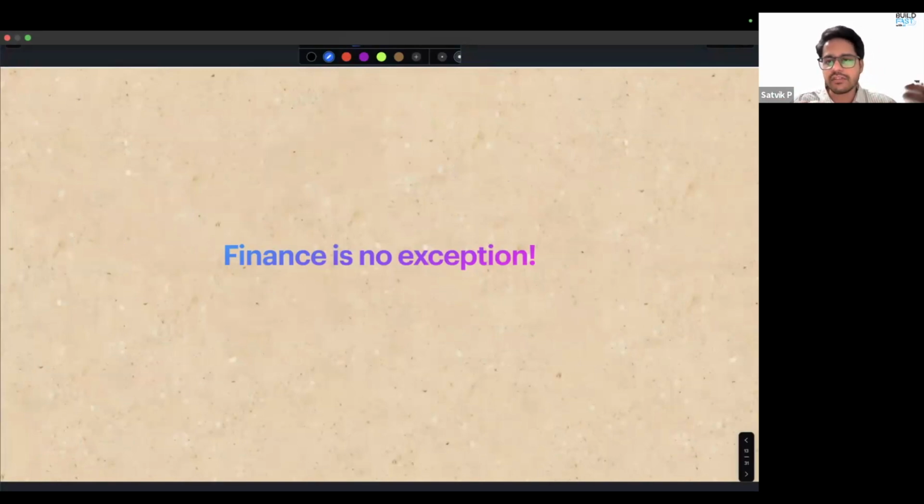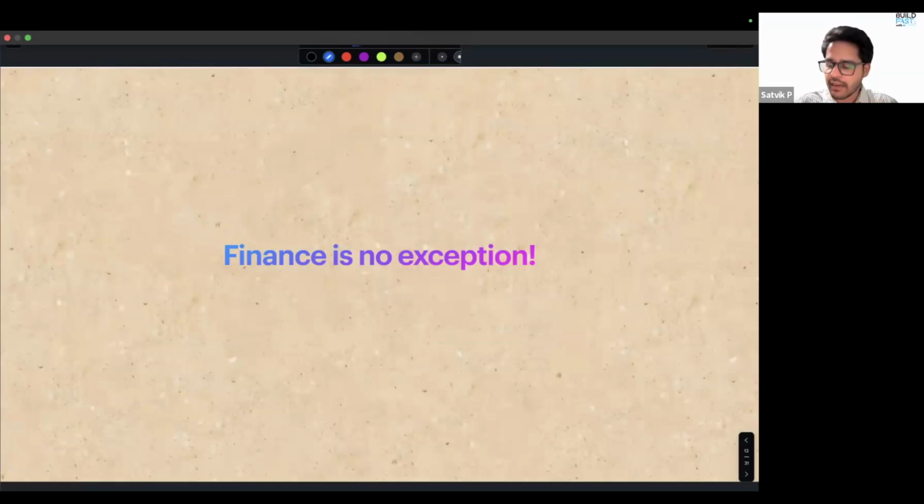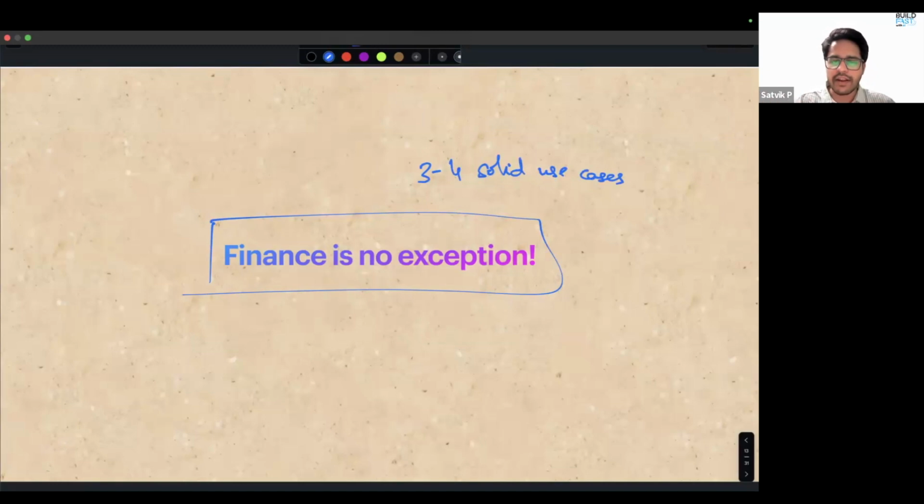So first and foremost is data analysis, and the second thing is any investment decisions, suggestions, recommendations, portfolio analysis. There are a number of things that you could do with AI. In this session, we will not be able to cover everything that is happening with finance and AI. But my idea with this session is to give you four solid use cases where you can use AI for finance.